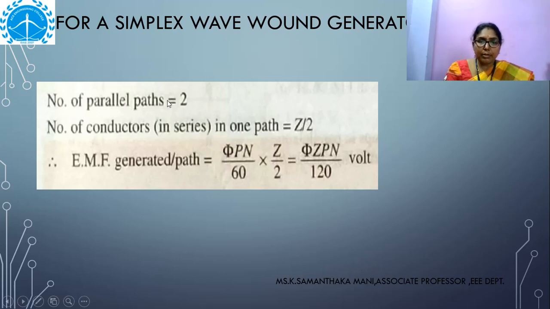Now we are substituting this in the generated EMF equation. So the number of conductors in one path will be Z by 2. What is Z? Z is the total number of conductors. So we are calculating the EMF generated per path. So phi P n by 60 into Z by 2. So the total equation is phi Z P n by 120 volts. So this is the EMF equation for a simplex wave wound DC generator.